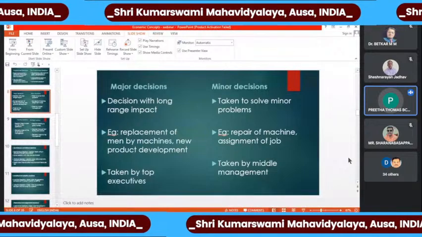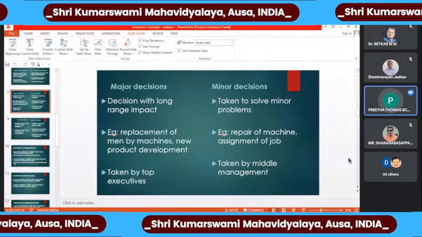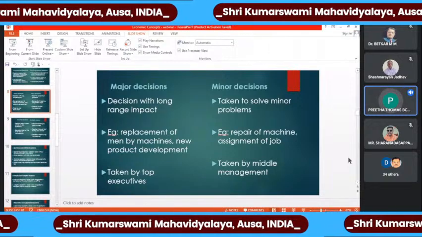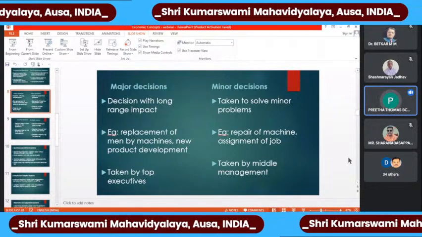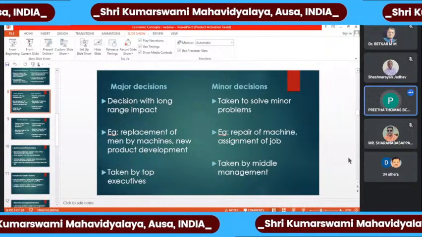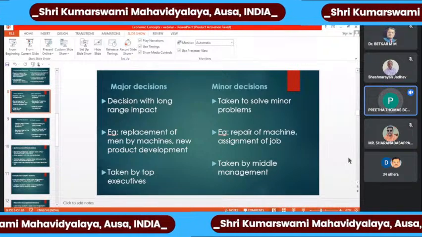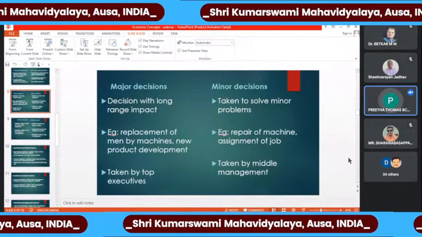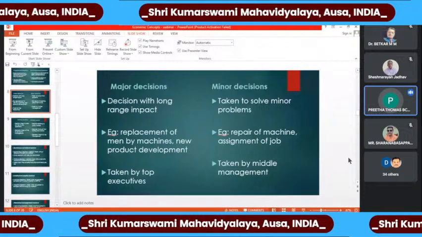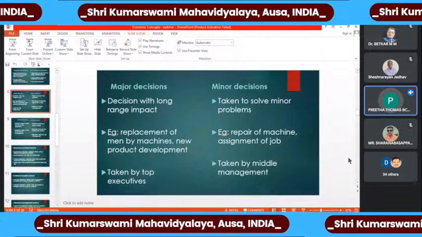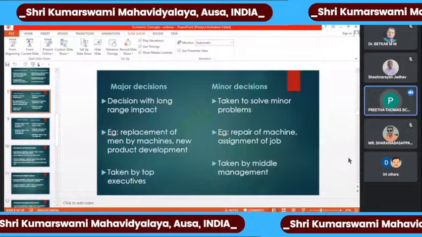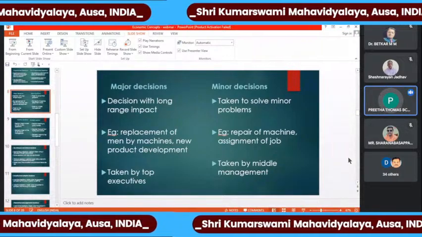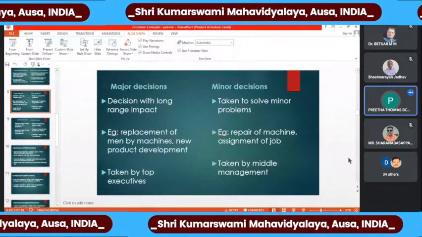Major decisions means decisions that have long-range impact, right? Replacement of men by machines, right? Or developing a new product. These are all very big decisions, because they can change the profitability of the organizations. They can set the employees to go into a strike if you want to replace men by machines, right? So those kinds of decisions that have a long-range impact is what is known as major decisions. And these kind of major decisions are normally taken by top executives.